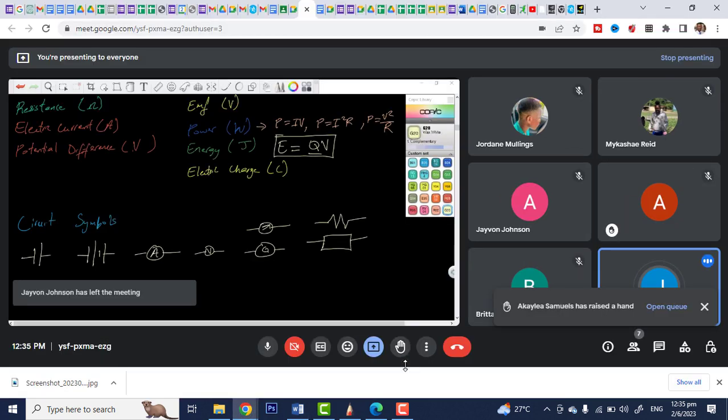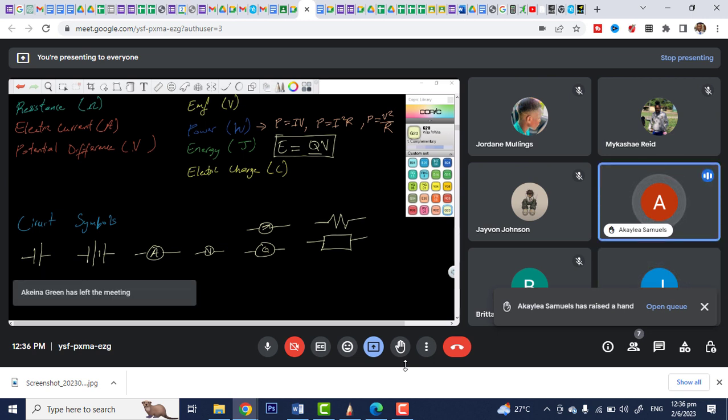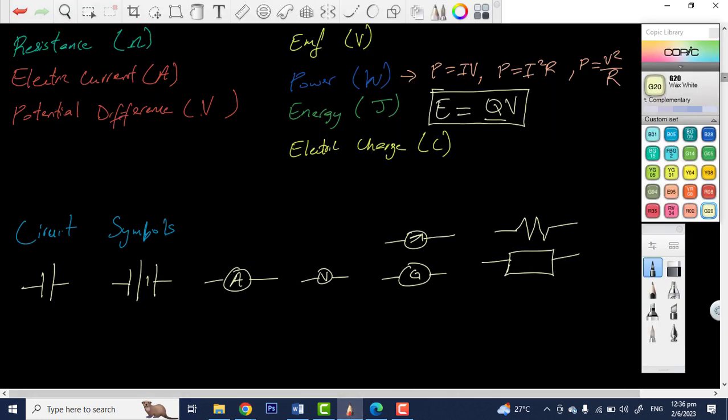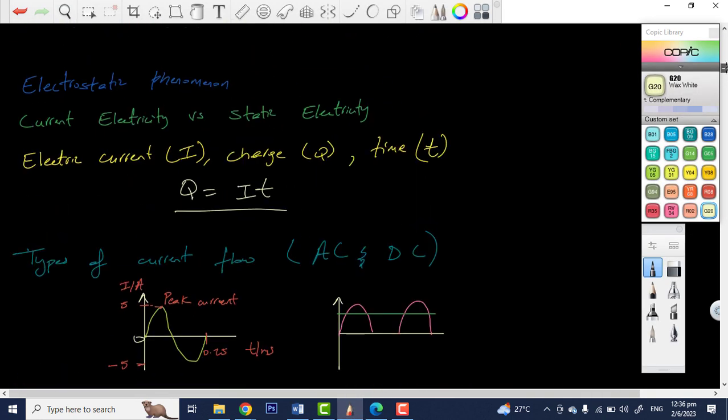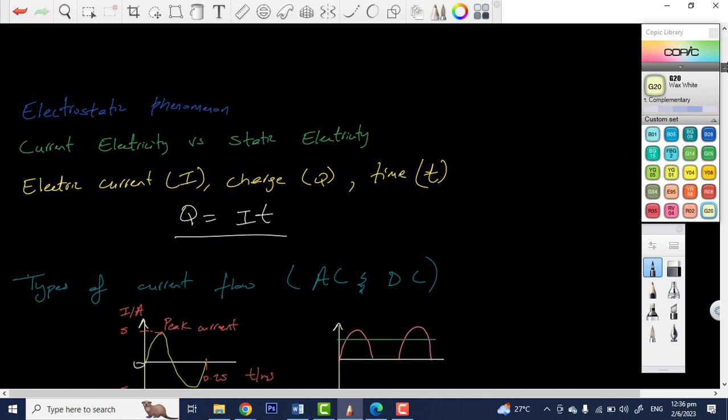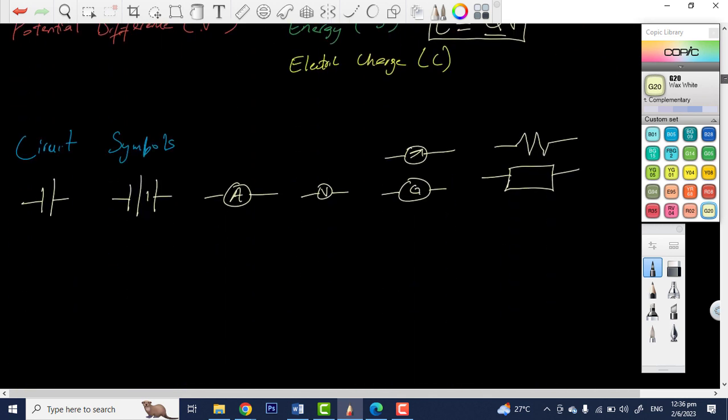What else? You need to know your resistor symbol. If you're doing electricity, you must know the resistor or this variation. You need to know these. Again, bear with me as I go through quickly. This is basically sort of a recap, so to speak. Just quickly, and then we're going to apply some questions.